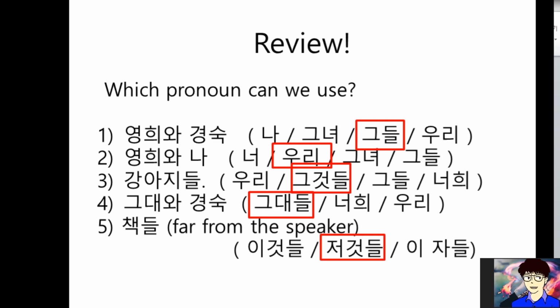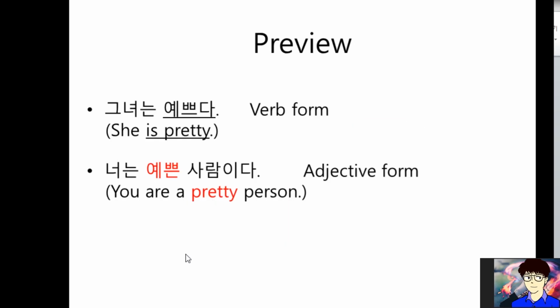Now, let's get into today's class. Okay, can you recognize the first sentence? 그녀는 예쁘다. We already learned adjective as a verb form, right? So, 예쁘다 is pretty, which means to be pretty, right? Good. Now, let's focus on the second sentence.